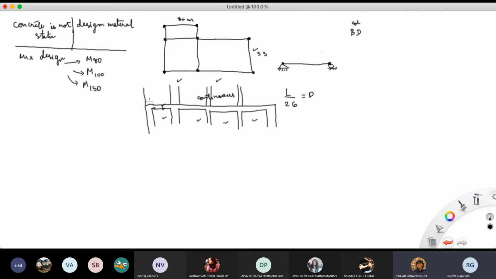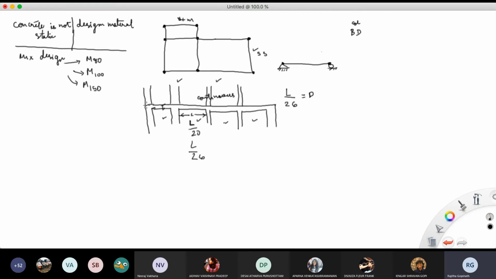Yeah. And when we see the span here, we mean the full span, right? Not the intermediate spans, but the full span, whether L by 25 or by 26. In this case, the span will be L. So instead of taking L by 20, you are going to take L by 26. L is this one. Oh, okay, thank you. All right.